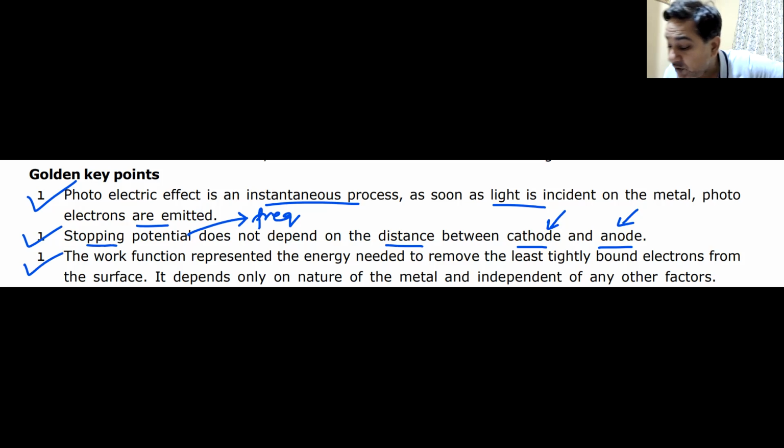I move on to the next point. The work function, someone asked me last day. Work function depends on temperature? No, work function depends on what material it is made up of. It does not depend on temperature. The work function represents the energy to remove the least tightly bound electrons from the surface. Remember that. It depends only on the nature of the metal, nothing else, and is independent of any other factors. Do we all understand this? Are all doubts clear about work function? Yes or no? Yes, sir.